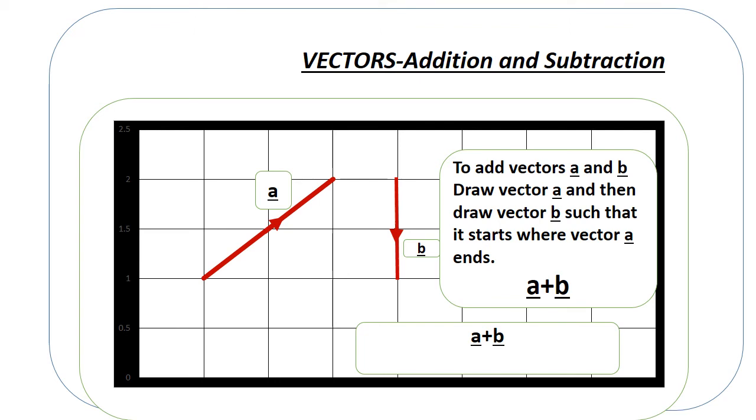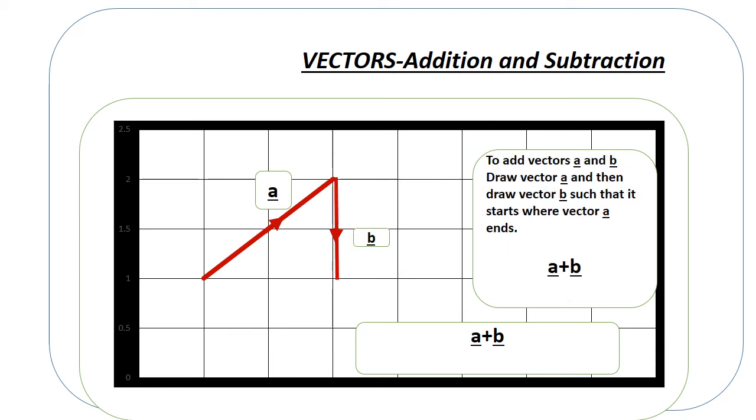Finally, we look at addition and subtraction of vectors. How do you add vectors on graphs? To add vectors A and B, first you draw vector A, and then you draw vector B where vector A ends. Finally, you connect where vector A starts to where vector B ends. The vector that you draw by connecting is your answer on graphs.